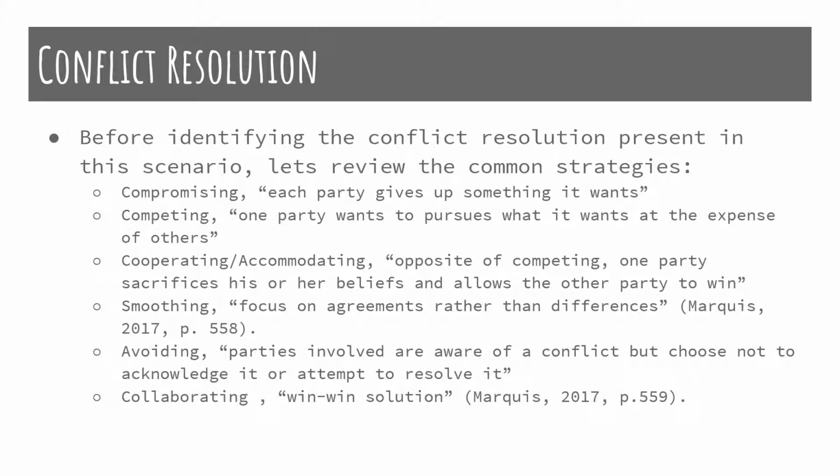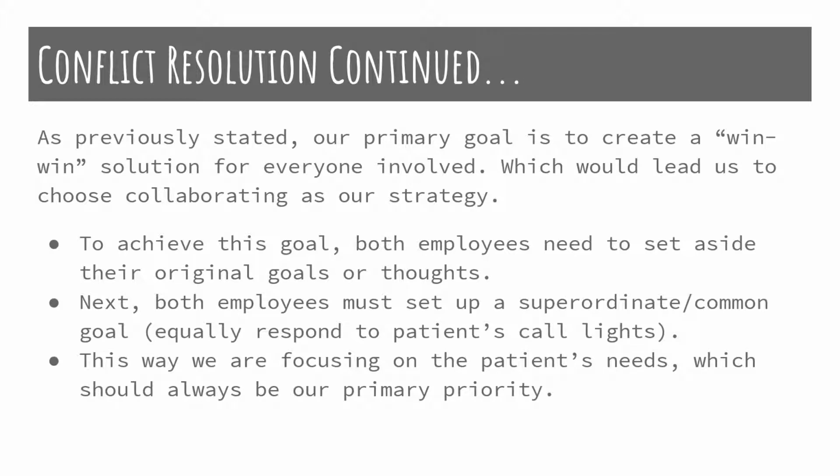Avoiding is when the parties involved are aware of the conflict but choose not to acknowledge it or attempt to resolve it. And lastly is collaborating, which is a win-win situation. So, what do we think our conflict fell under? As previously stated, our primary goal was to create a win-win solution for everyone involved, which would lead us to choose collaborating as our strategy.